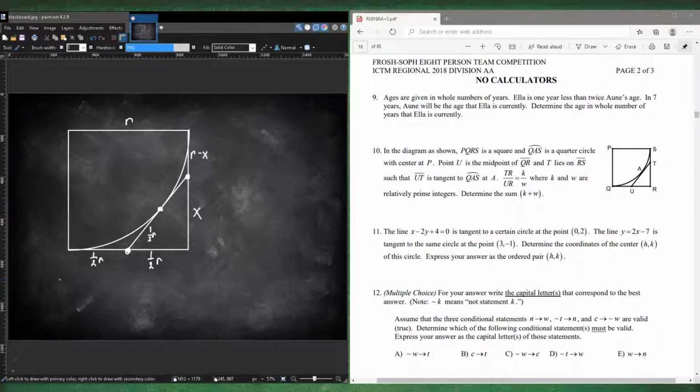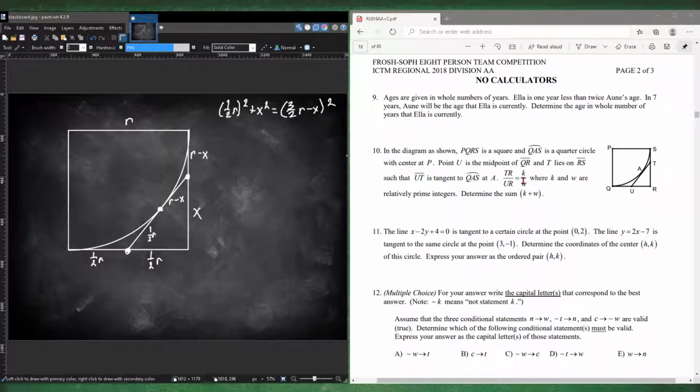So we also have another tangent to the circle, right here and here. So that gives us that this length is also R minus X. So we could use the Pythagorean theorem, which would give us (1/2 R) squared plus X squared is equal to (1/2 R plus R, which is 3/2 R, minus X) squared. Okay, so we just need to simplify this and find the relationship between X and R.